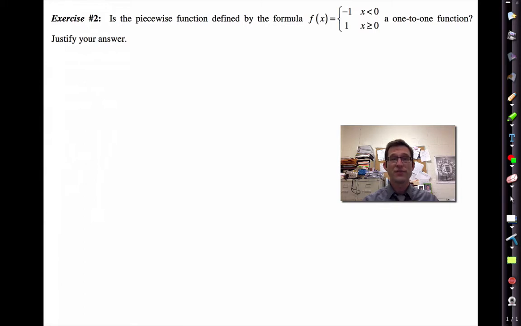Justify your answer. And let me just say, before you start leaping into this, that it's perfectly okay to graph the function and think about the horizontal line test. But let me challenge you to try to not do it with the horizontal line test. Try to come up with some other way of doing it. We'll talk about both eventually. But pause the video now and see if you can figure out whether this is a one-to-one function.